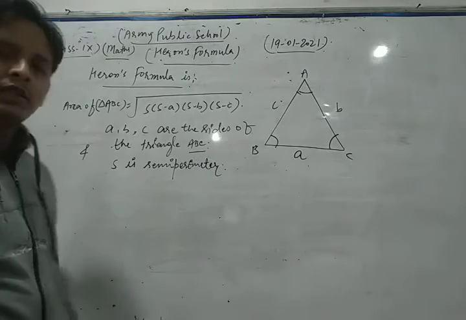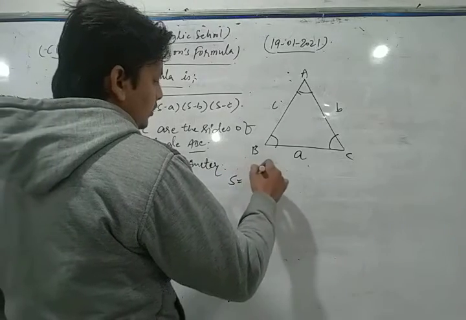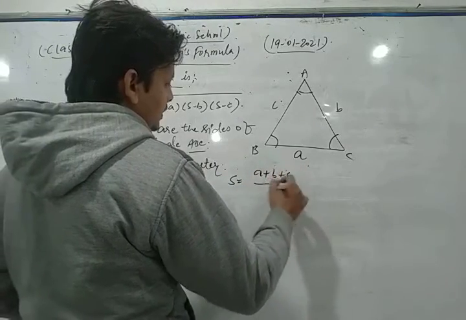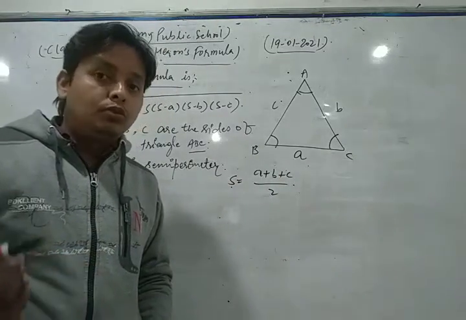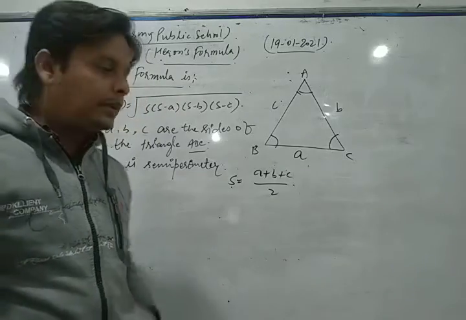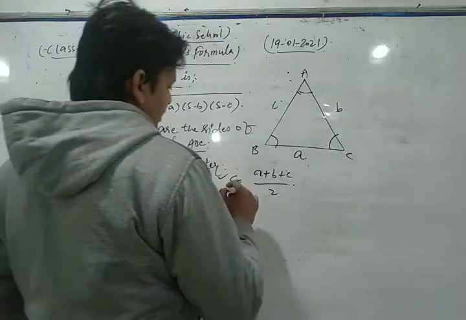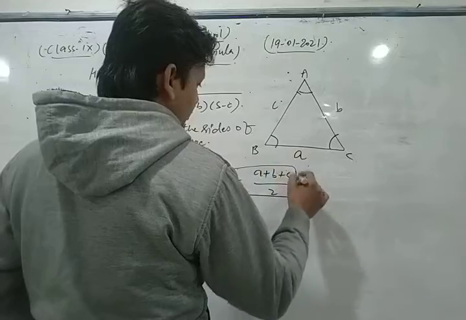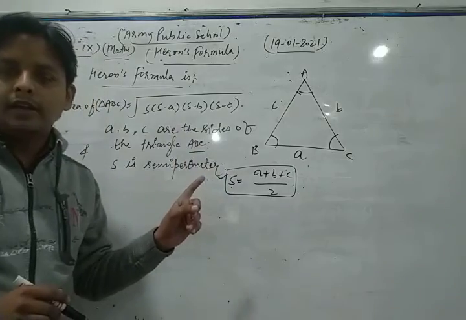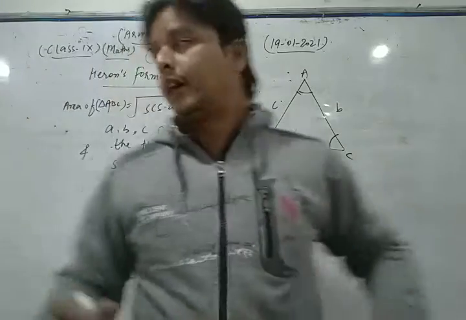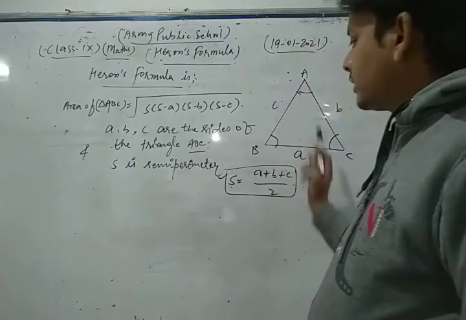S is the semi-perimeter, and the formula for s comes from the perimeter: s is equal to a plus b plus c upon 2. You know that the perimeter is the sum of all its sides, so the semi-perimeter is the sum of all its sides divided by 2. This is a very important relationship. With the help of this formula, we find the area of triangle ABC when all its different sides are given.